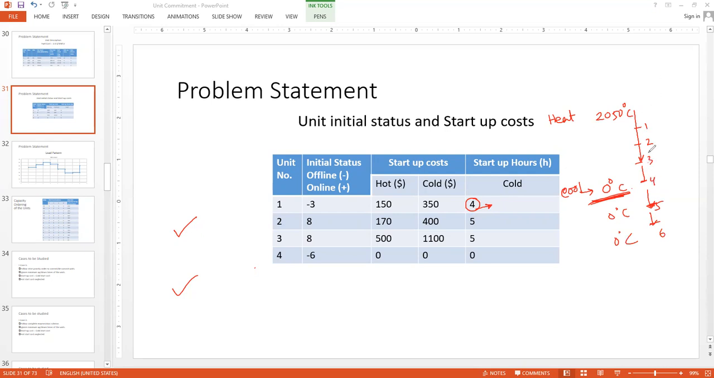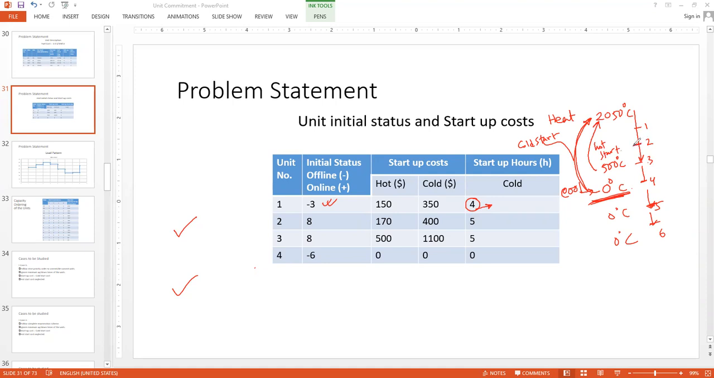But anything less than this, let's say 3 hours as it is here, it is somewhere around, let's say, 500 degrees Celsius. So you don't have to spend that much fuel, which you would have to if it were at 0 degrees Celsius. So this heat rise will cost more money than this heat rise requires. So this is the cold start cost, cold start. This is hot start. Okay, I hope it is clear.